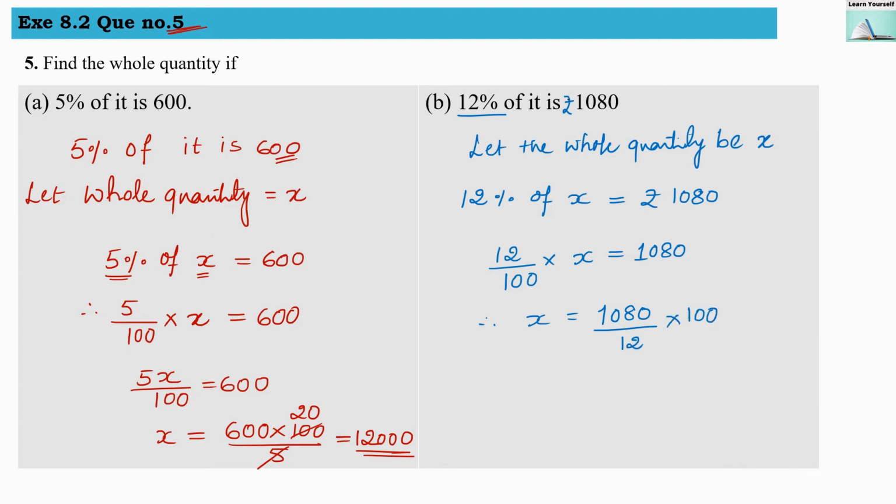100 is in the denominator. When we are changing side, it will go to the numerator. 12 is in the numerator. When we are changing side, it will go to the denominator. So now we have to solve this. So 12 9s are 108, and we are putting here 0 because it is 1080. 9,000. So x equals 9,000 will be the answer.